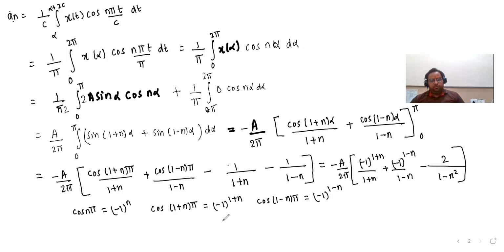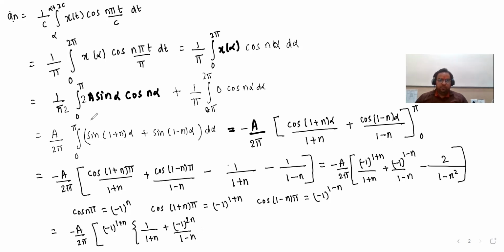Okay. So I'm writing this expression only here. We'll get here minus a divided by 2 pi. And now within this, if I take minus 1 to the power 1 plus n common, that I'm taking out common, what I get here is 1 upon 1 plus n. Okay. And in this part, we'll get minus 1 to the power 2n common, and that is 1 minus n. Okay.